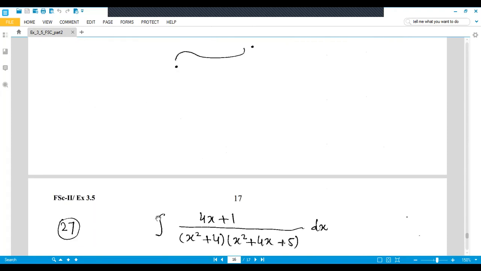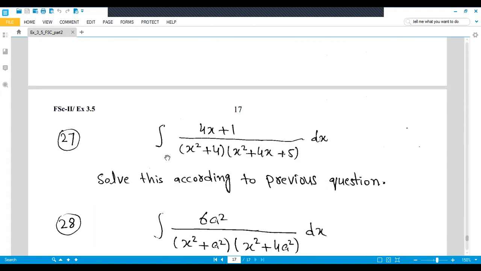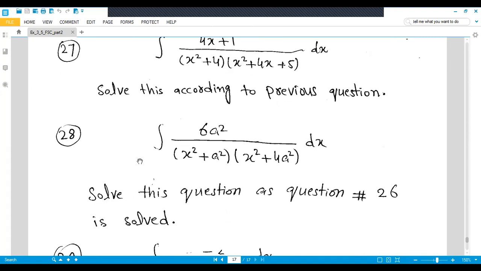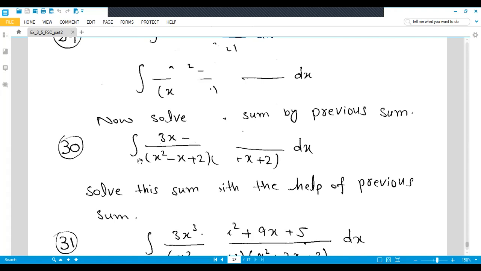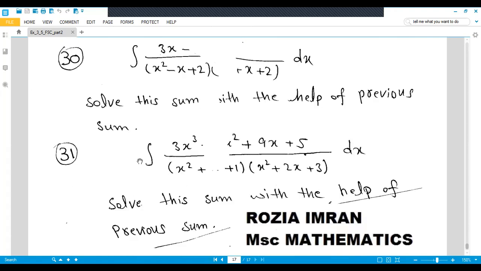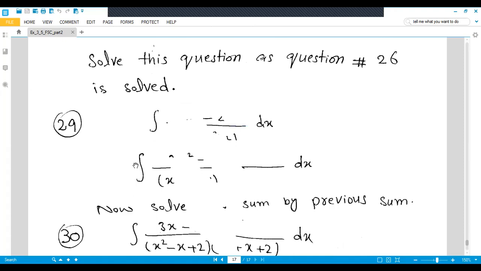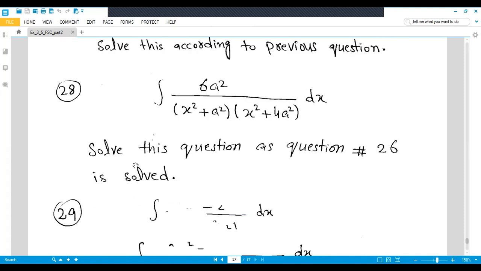I hope you will understand it. Now come to number 27. 27 is just like this previous question 26, you solve it by yourself. Similarly 28, you solve it by yourself. And 29 and 30 and 31, all these are just like question number 26. So you try it. I hope you will understand it and you can easily solve it. If any difficulties, you can ask in Zoom meeting class. And for the next exercise, inshallah, now we will start the next exercise, exercise 3.6.